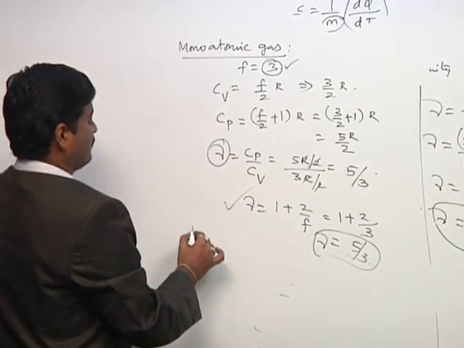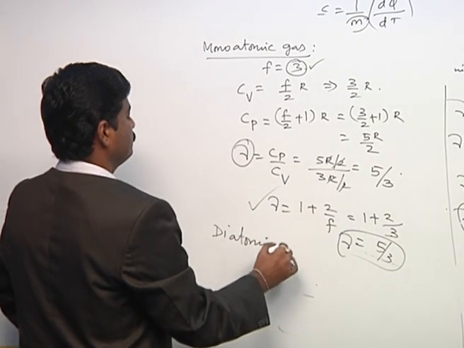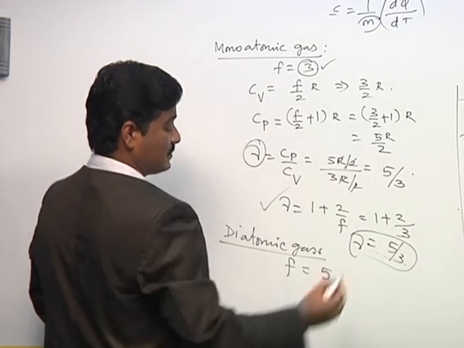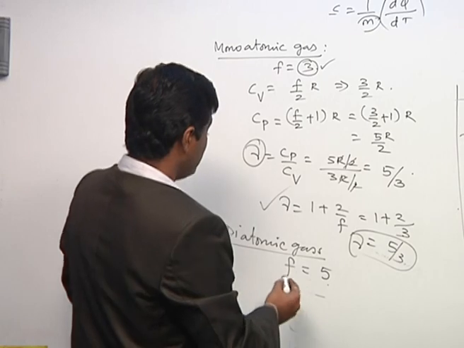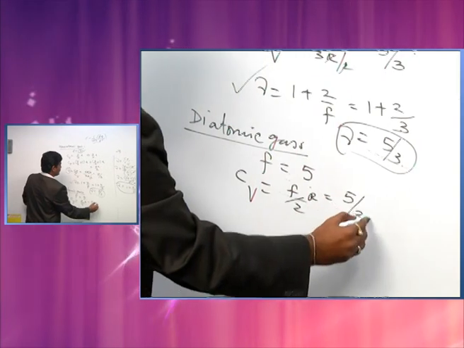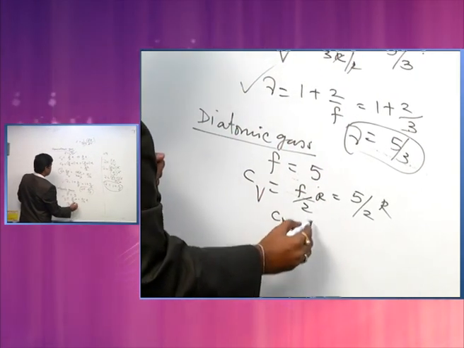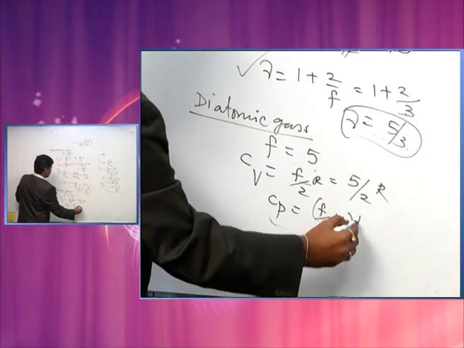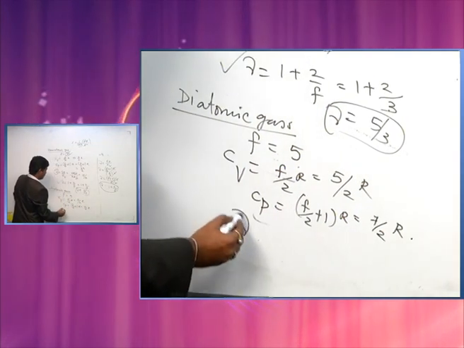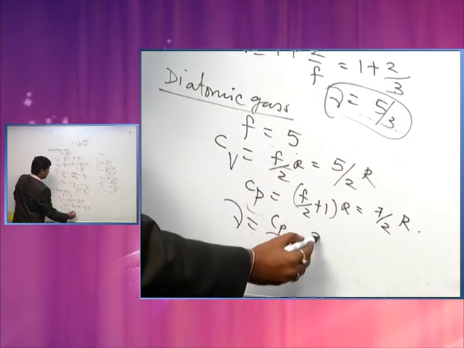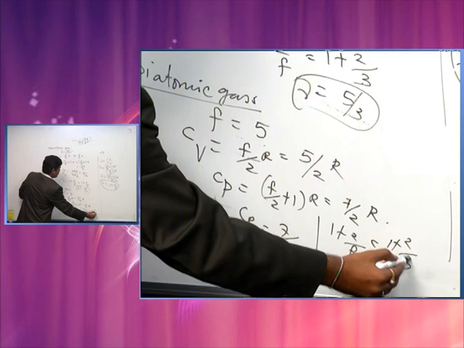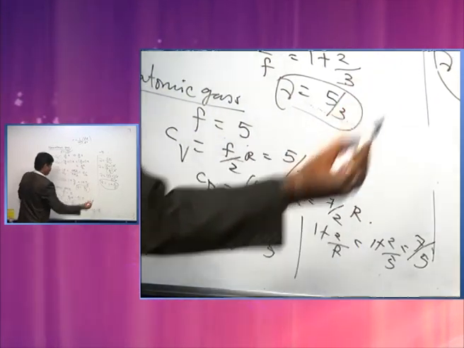Similarly, for diatomic gases. See, at room temperature, the number of degrees of freedom is 5, 3 plus 2: 3 for translational, 2 for rotational. Cv is the same, F by 2 R. So this is 5 by 2 R here. And Cp is equal to F by 2 plus 1 into R. So this can be 5 by 2 plus 1, 7 by 2 R here. And gamma value is equal to Cp by Cv here. This can be 7 by 5, or we can cross check with 1 plus 2 by F. This can be 1 plus 2 by 5. This will be 7 by 5.